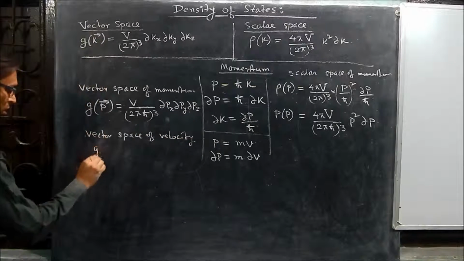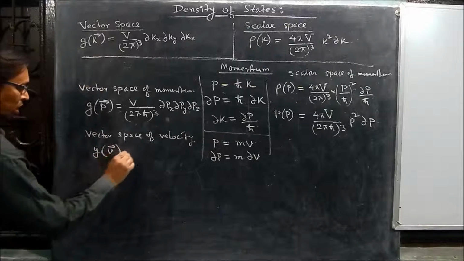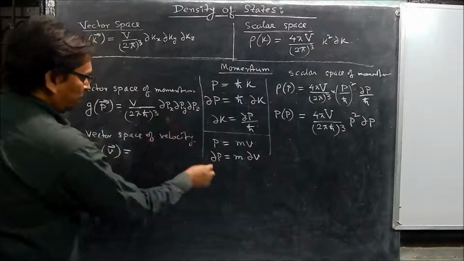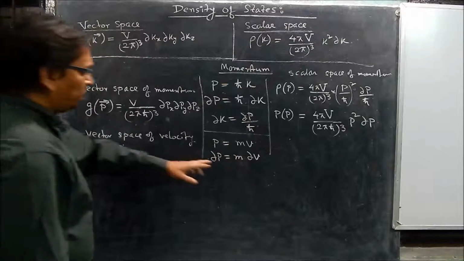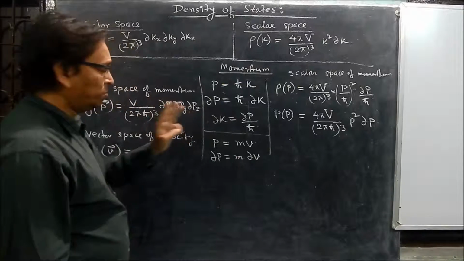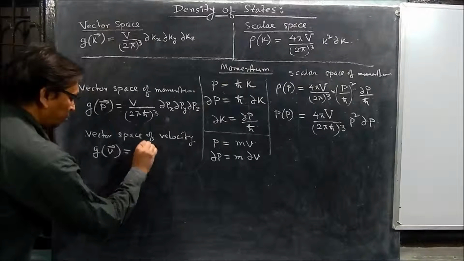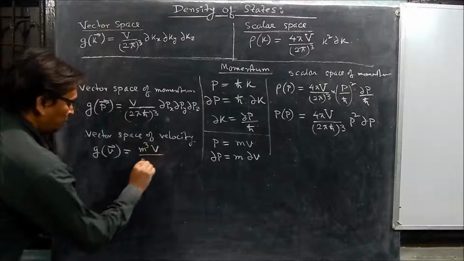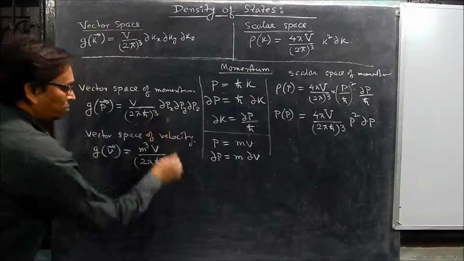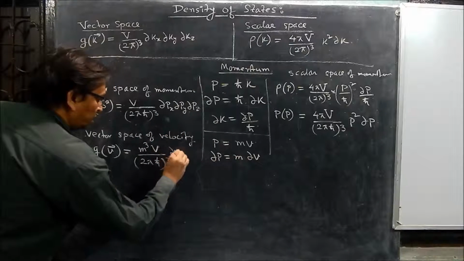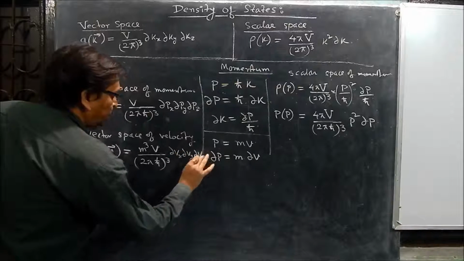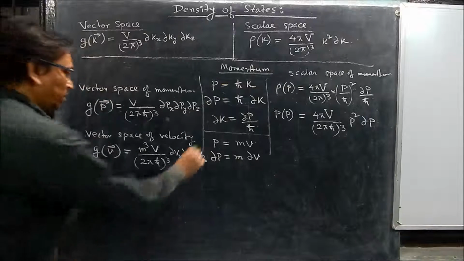So this will be g of the velocity vector, and this will be v by... now here you see, del p is equal to m dv. So that means this m will come upward. So this is for one m, another m, another m, so 3m, so m cube. So this will be m cube v by 2 pi h bar whole cube, and this was del px. In this case it will be del vx, del vy, and del vz. So this is the velocity space.